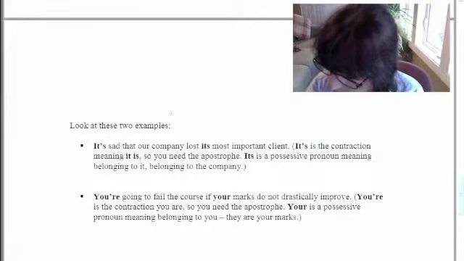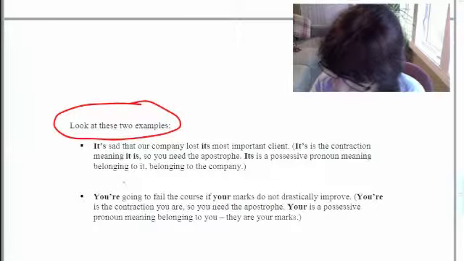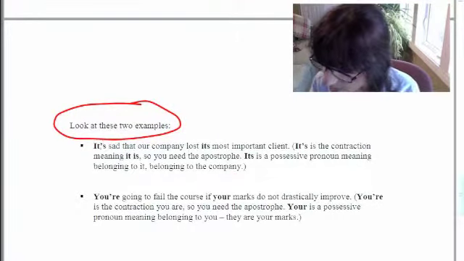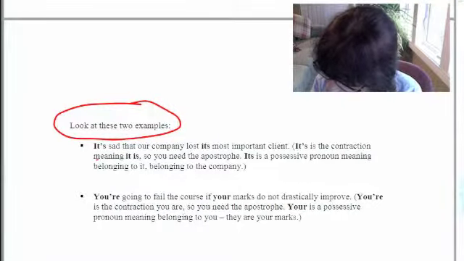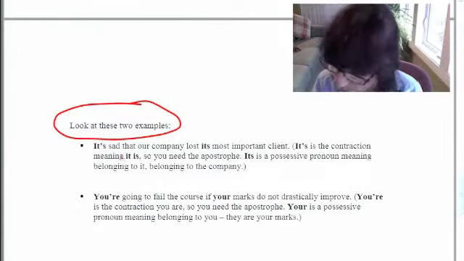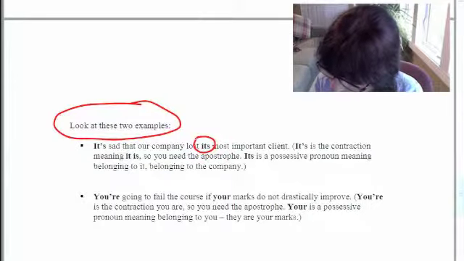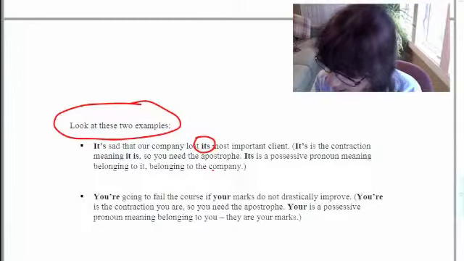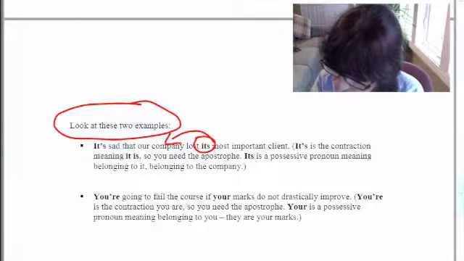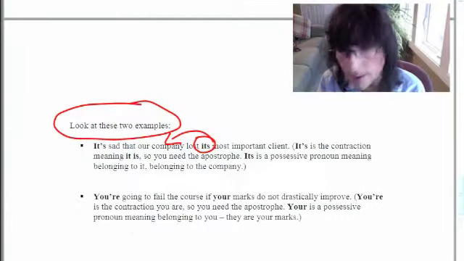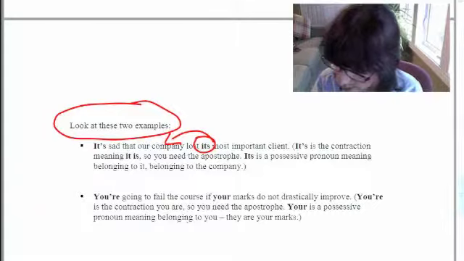So let's take a quick look at these two examples to clarify these rules. The first one: it's sad that our company lost its most important client. If you look at the two it's, the first one is it is. You know with the apostrophe it's the contraction. So it is sad that our company lost its, meaning belonging to it, most important client. So the second its is a possessive pronoun meaning belonging to it because it means belonging to the company. This client belonged to the company and they lost the client.